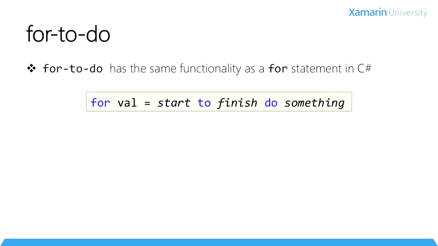The next loop style is the for to do form. And this is essentially the same as the for statement, with some limitations though. It only supports forward traversal, so start must always be numerically less than finish. And the start and finish values must be integer, and it always must increment by 1.